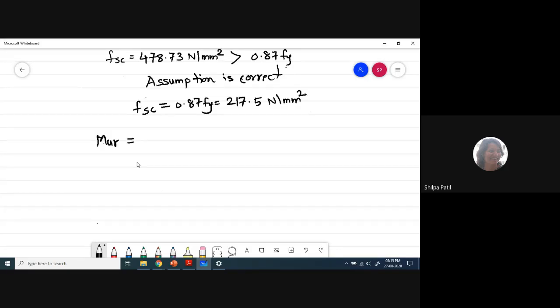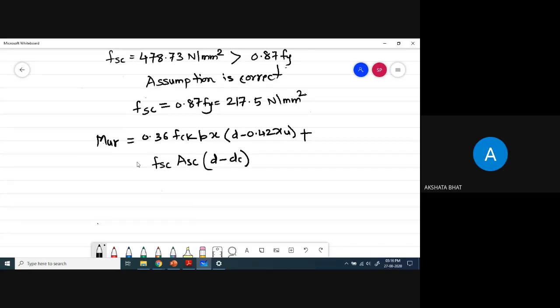So I need the MUR expression now. Tell me the formula. It is 0.36 FCK B into XU, into the next bracket, D minus 0.42 XU, plus FSC into ASC, into brackets D minus DC. Correct. So put all the values in this equation and tell me what MUR you are getting.